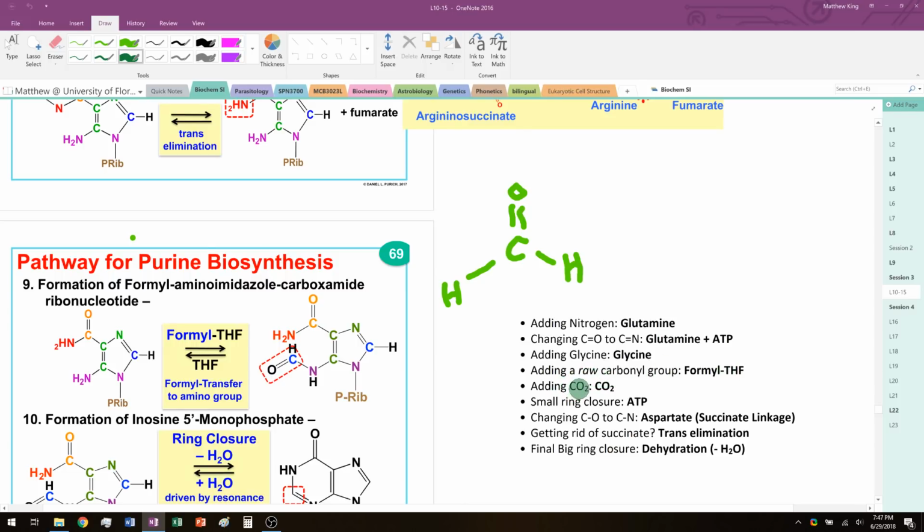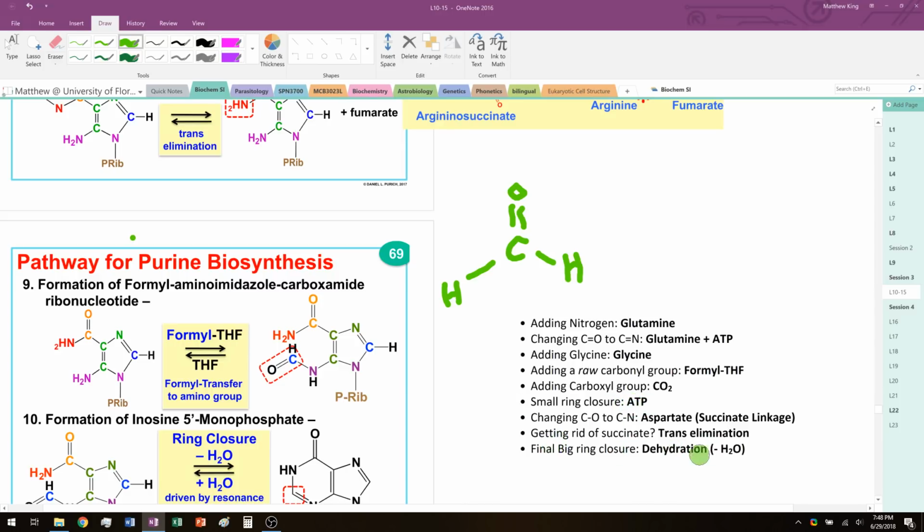If you see that you're adding CO2, in this case I should have said adding a carboxyl group. I can actually change that right here. So instead of CO2, we could say adding carboxyl. Adding a carboxyl group is achieved by using CO2. When you close the small ring, note that ATP is used.